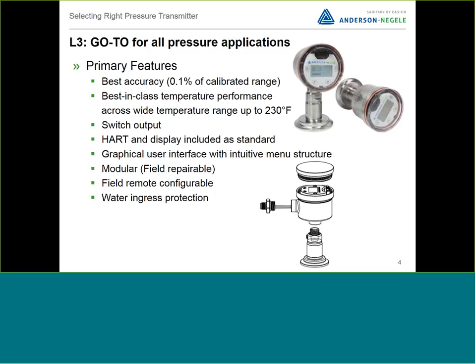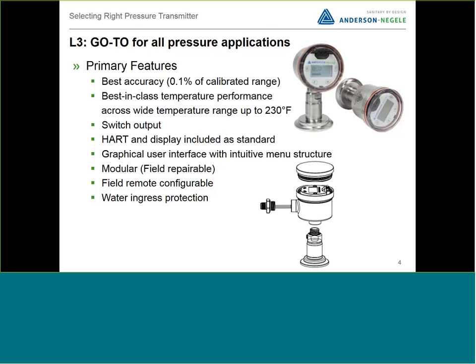So L3 is our sensor with the best accuracy. It has 0.1% accuracy of calibrated range. If you look at some of our competitors, they spec their accuracy based on the URL, the overall maximum range of the sensor. L3 provides you an accuracy of 0.1% of calibrated range.